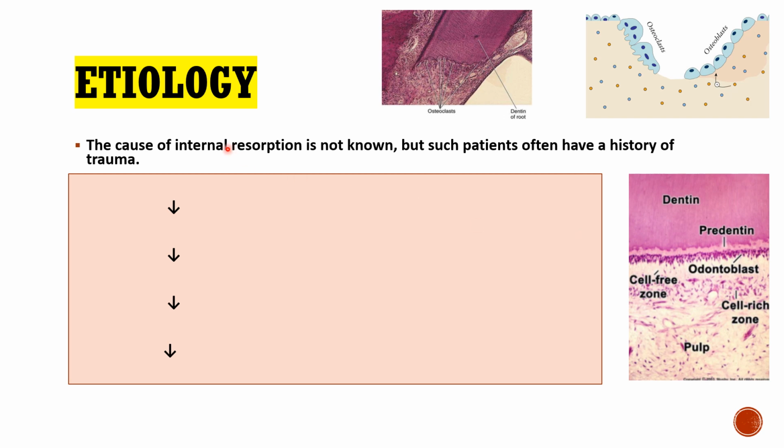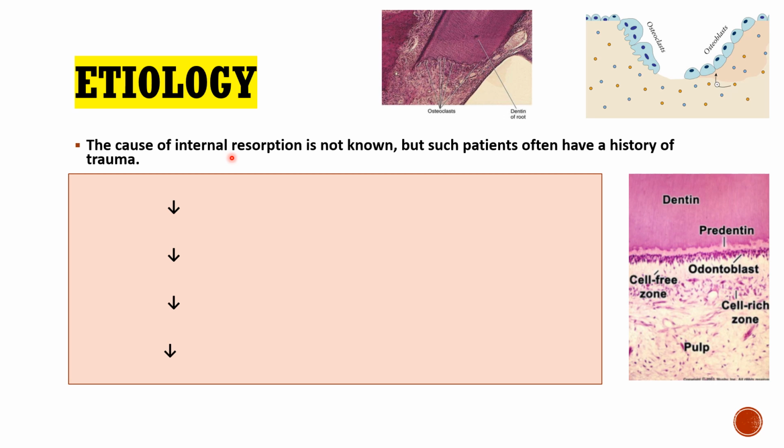Now this internal resorption is also classified into two types, that is inflammatory or replacemental. Inflammatory, as the name says, has something to do with inflammation, and replacemental will be, so instead of dentine, bone is formed. Dentine is replaced by bone. That is the meaning of replacemental internal resorption.